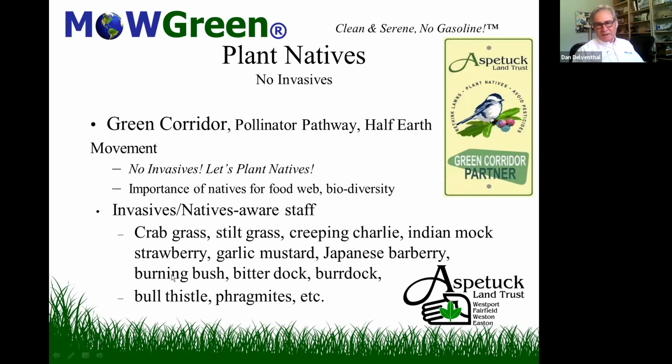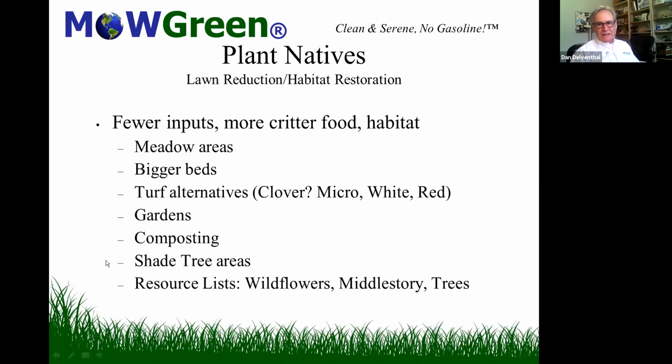Burning bush, that's winged euonymus. Bitterdock, burdock, bull thistle, phragmites. We have apps. We're trying to figure out what kind of plants we're looking at before we do anything with them. And we are trying to train everybody to reduce invasives for the good of everybody's health.